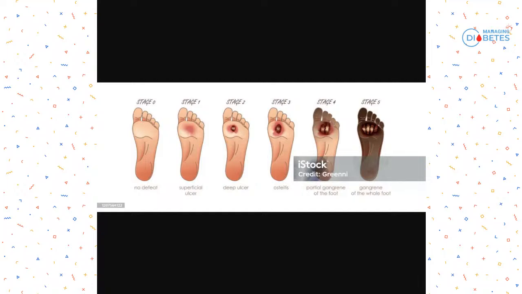Now on stage 0, this one I'm pointing at here, it says no ulcer. Stage 1, where I'm pointing now, says superficial ulcer. Okay, this is the beginning. Then they go to stage 2. It says deep ulcer. Stage 2, where I'm pointing, says deep ulcer.